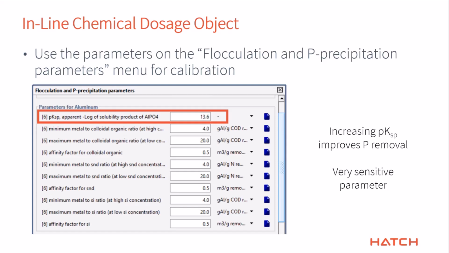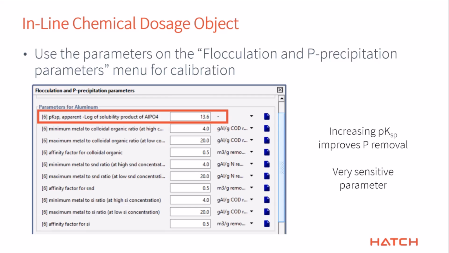This is a parameter that you can use to turn up or down the efficiency of the removal, right? It is essentially adjusting the solubility. Now, this is a very sensitive parameter. If you're going to use it, you may find that just going from like 13.6 to 13.8 makes a huge difference. That's because it is, of course, a log value.